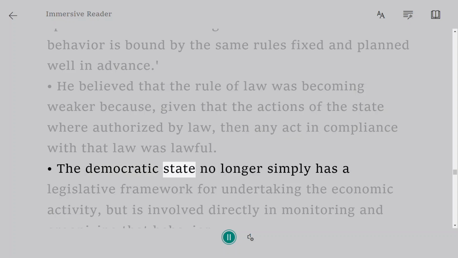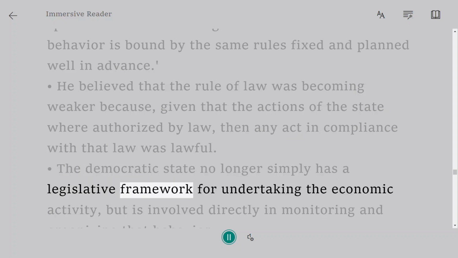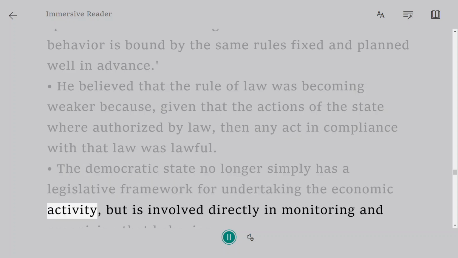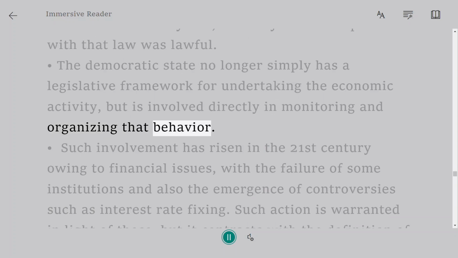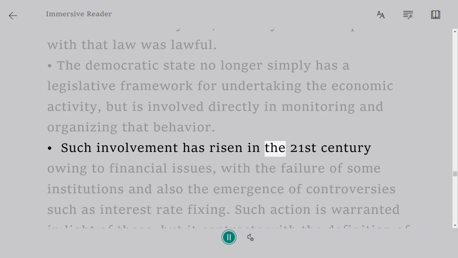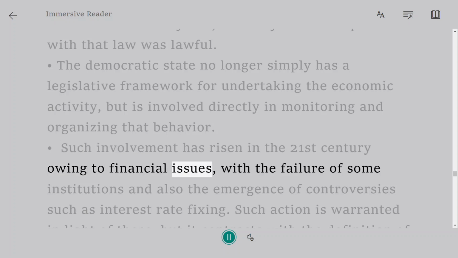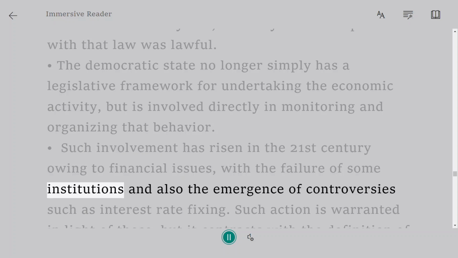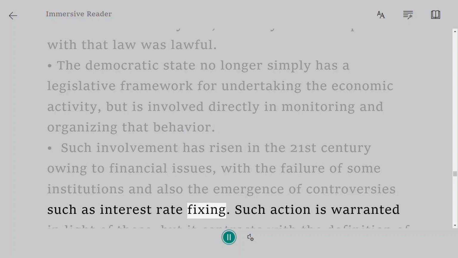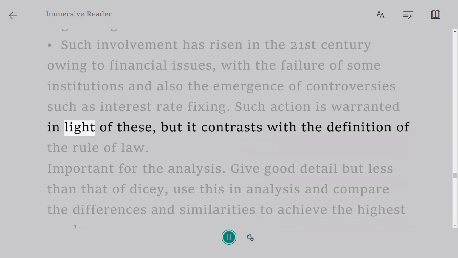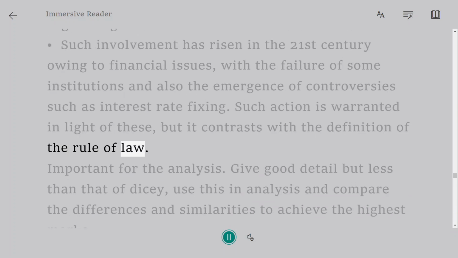The democratic state no longer simply has a legislative framework for undertaking the economic activity, but is involved directly in monitoring and organizing that behavior. Such involvement has risen in the 21st century owing to financial issues, with the failure of some institutions and also the emergence of controversies such as interest rate fixing. Such action is warranted in light of these, but it contrasts with the definition of the rule of law.